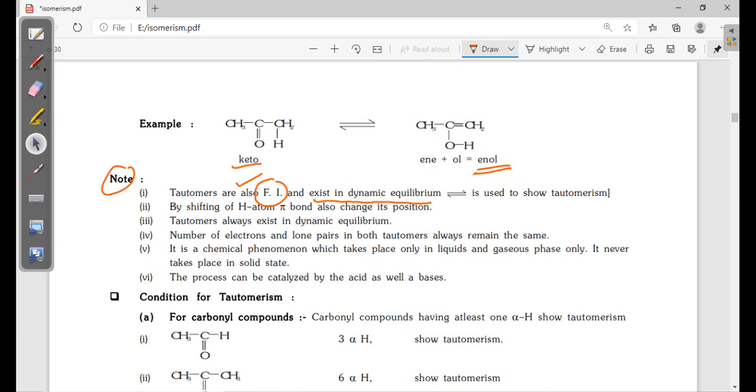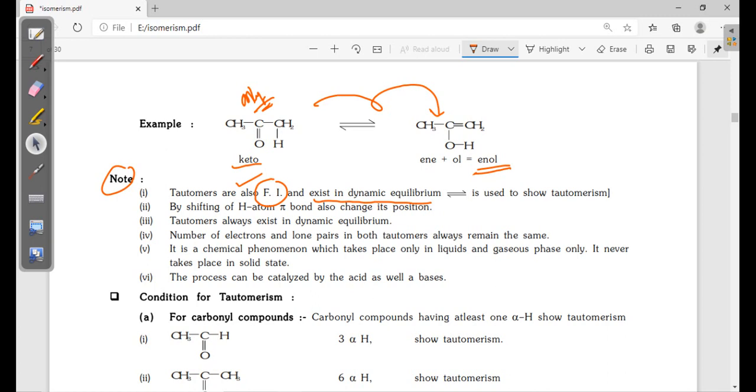That means if you take only this compound in a container, the other will automatically be formed. No need for any heating or any catalyst or reagent. If you take one compound, automatically it itself forms another compound. The percentage may vary. It's not compulsory to form 50%. It may be 10% or 5% or 1% also, depending on the conditions.